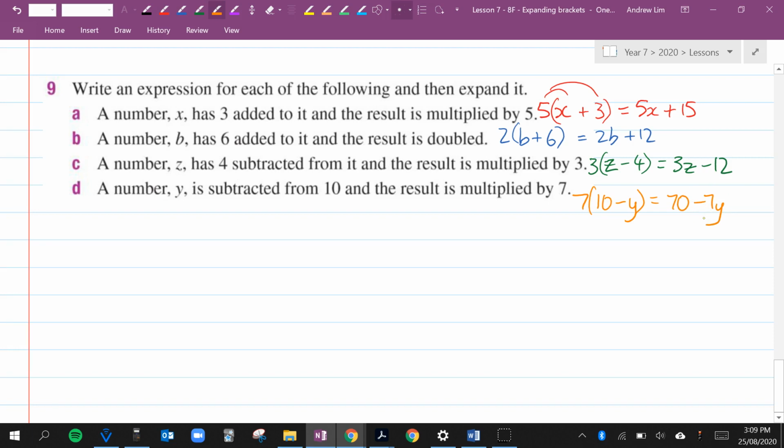Okay, so now you should know how to expand brackets. That's it for this video.